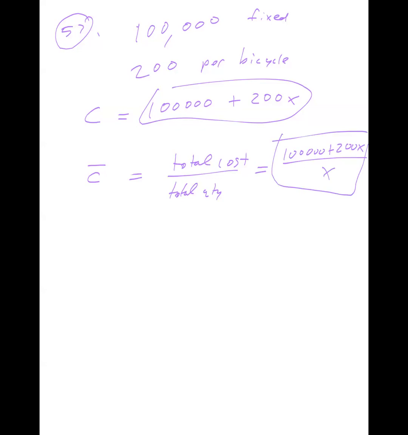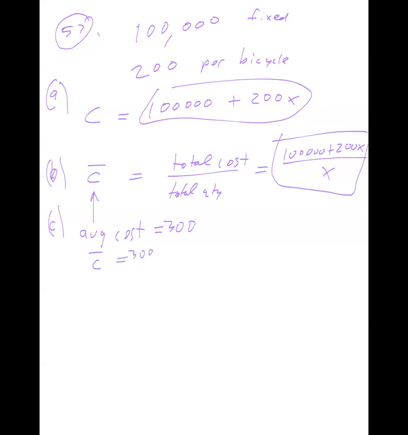And then it said, this is the answer to part A, this is the answer to part B. Now we're on part C. How many bikes must be produced each month in order to have an average cost of $300 per bike? So we know the average cost has to equal $300 per bicycle, and the name of average cost is C bar. So that means we want C bar to be equal to 300.